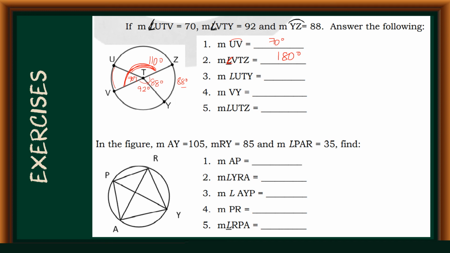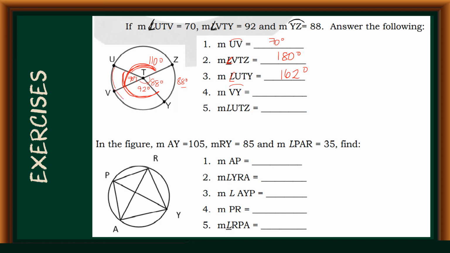Next, angle UTY. UTY. Asan yun? Ito. UTY, this one. From 70 at saka 92, so we have 162 degrees. Okay? Next, arc VY.